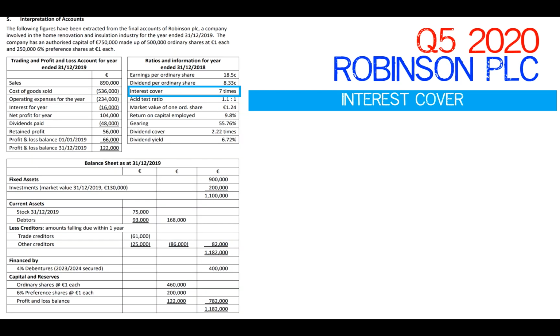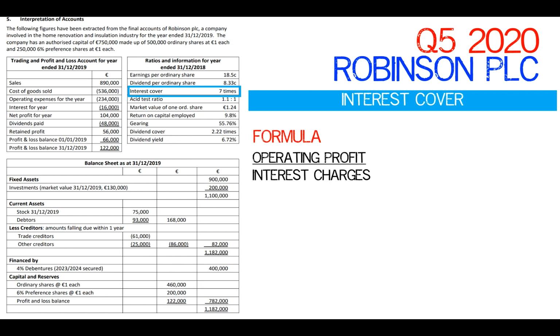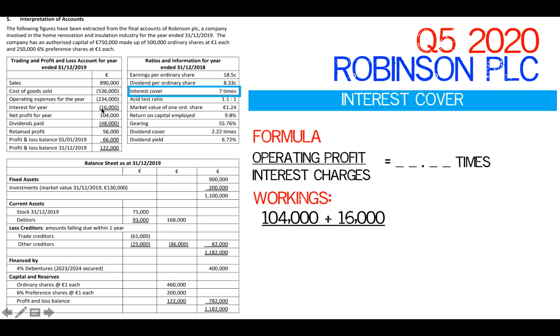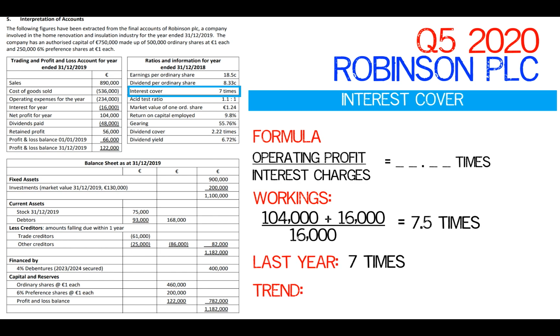Okay, in 2020, interest cover last year was 7 times, but let's look and find what is it this year. So operating profit over interest charges is our formula, and our operating profit figure would be in here. So it is your net profit, add back in your interest, because your operating profit is your profit figure before interest and tax and everything else. So 104 plus 16 over 16, and that is 7.5 times. So as I said, we want it to be as high as possible. So that means that it is a positive trend.